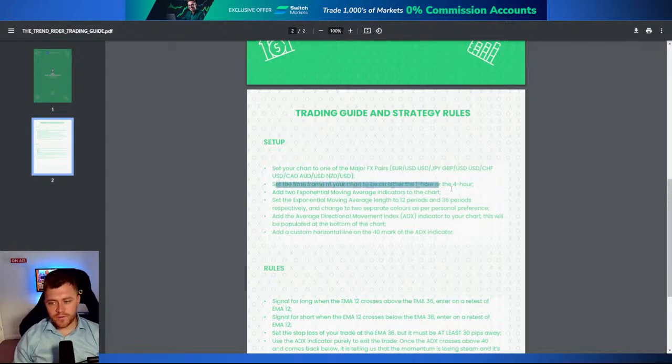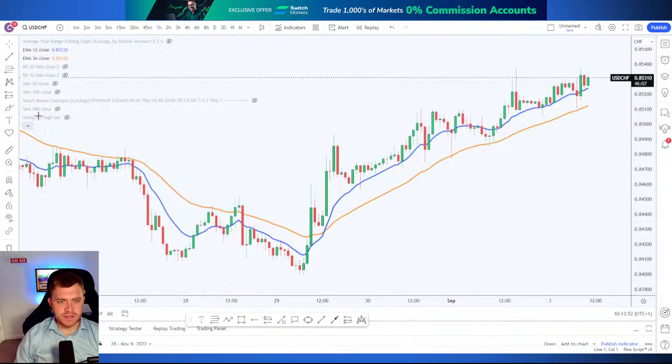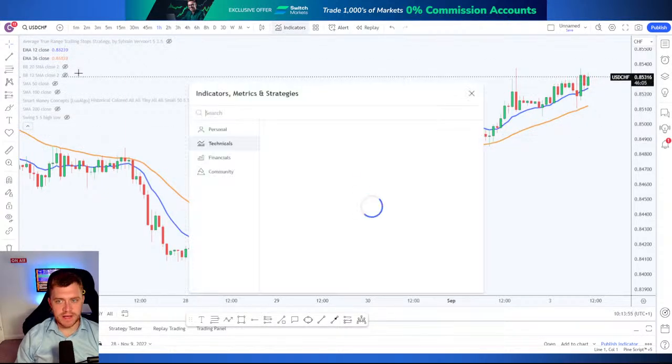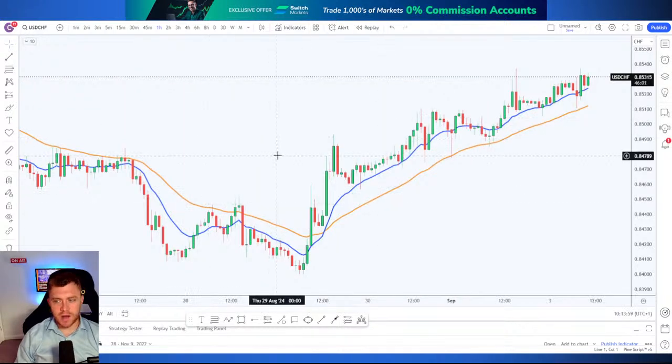We set the time frame of the chart to be either 1 hour or 4 hour, and we add 2 exponential moving averages. Those moving averages are period 12 and period 36. Really, really easy. So if you go over to TradingView and load up those exponential moving averages, you can add them in indicators. Just change the periods to 12 and 36, and it'll come up on your chart like that.